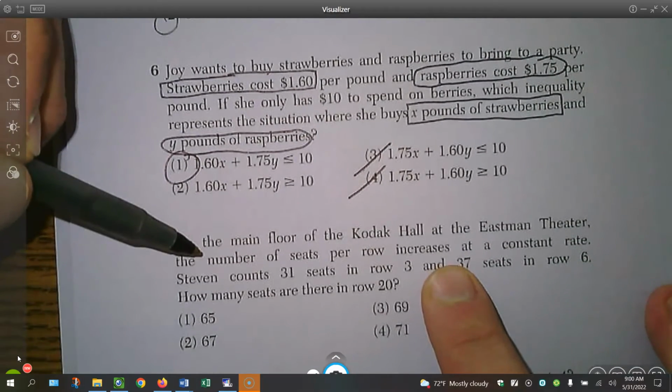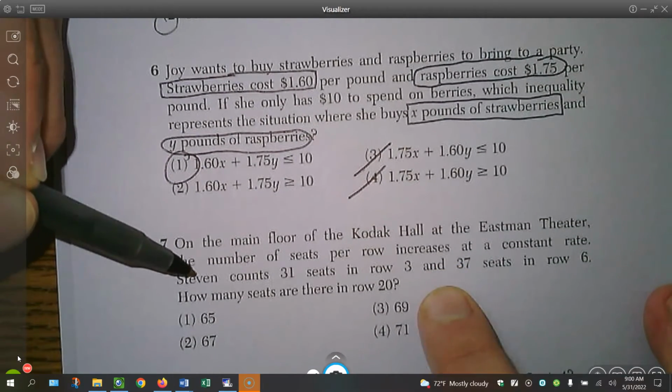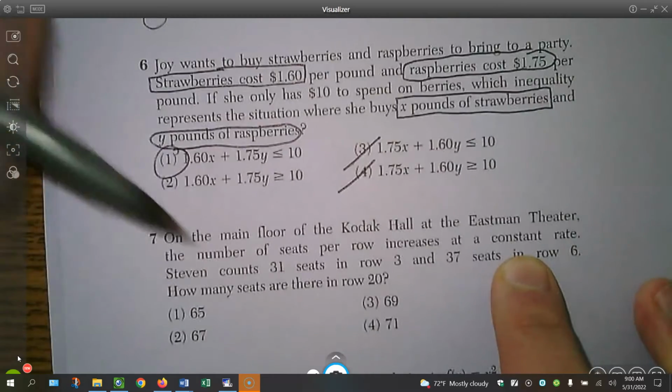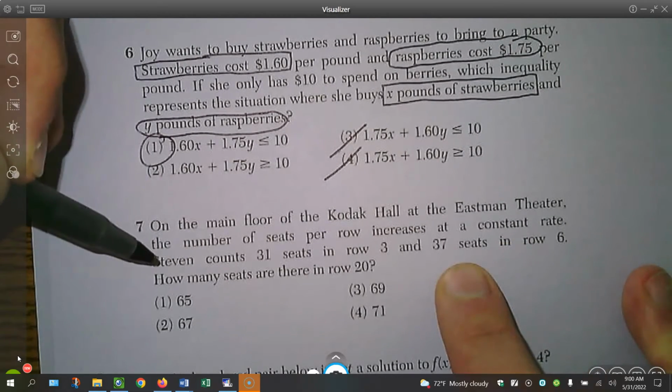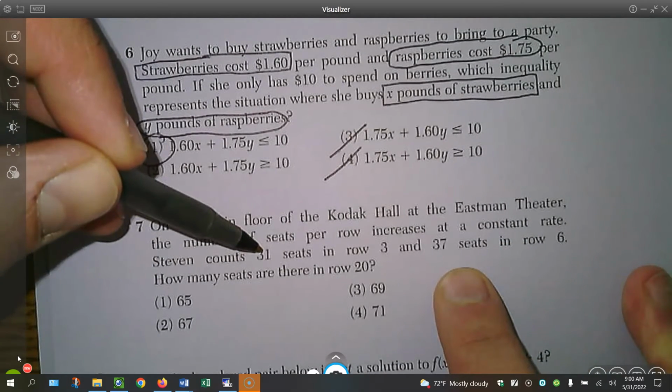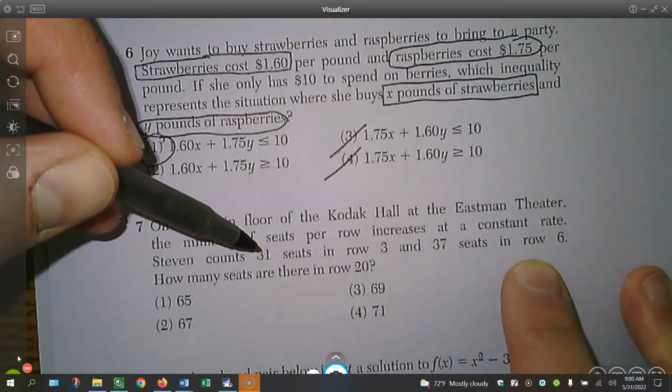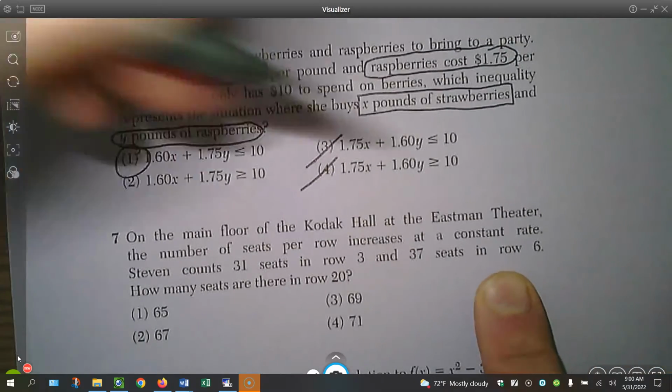All right, the number of seats per row increases at a constant rate. This tells me it's like a linear function for this sequence. Stephen counts 31 seats in row 3, 37 seats in row 6. How many seats are in row 20?